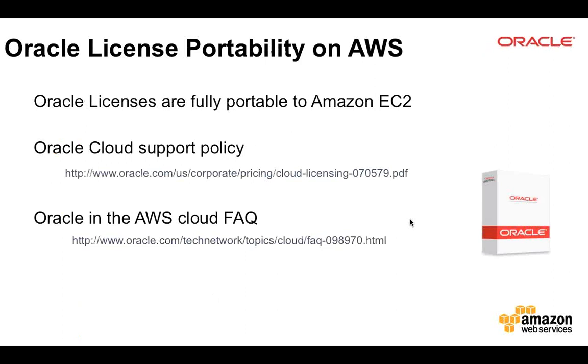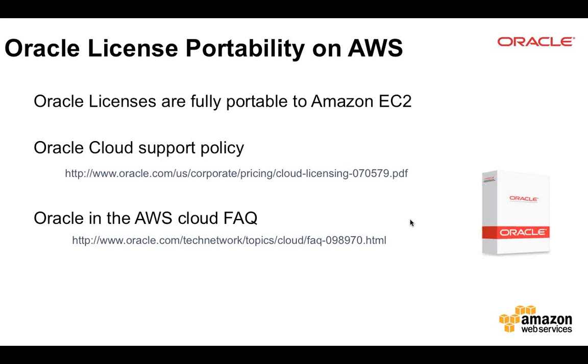The license options for Oracle are typically just like any other vendors. All Oracle licenses are fully supported. These include the end-user licenses, the OTN licenses, and there is an Oracle Cloud Support policy that you can read online. And also there is a FAQ for AWS specific questions that you can read on the Oracle website. So this will answer some of the frequent questions you may have as far as running your Oracle software on AWS is concerned.